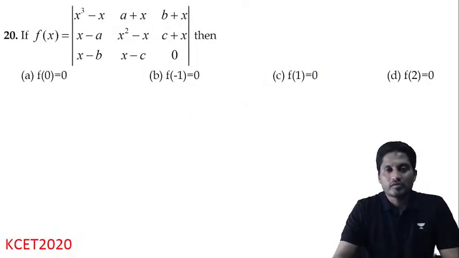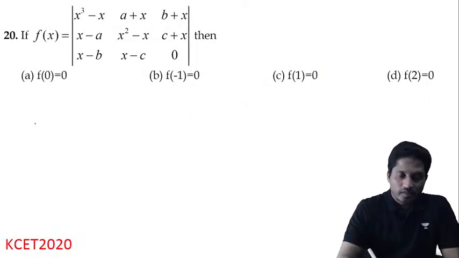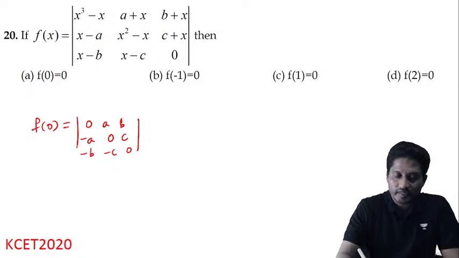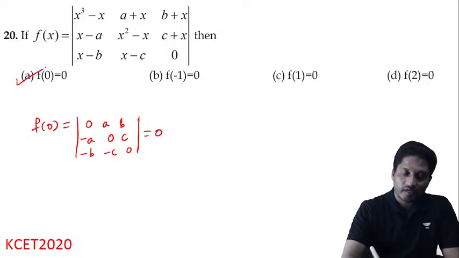F of x is equal to, then which of the following is true? Suppose I take f of 0 equal to determinant of 0 a b, minus a 0 c, and then minus b minus c and 0. Okay, this is a skew symmetric matrix, right? The determinant of a skew symmetric matrix of odd order is always 0, or you expand and you get 0 only. F of 0 will be 0. Answer is option E.